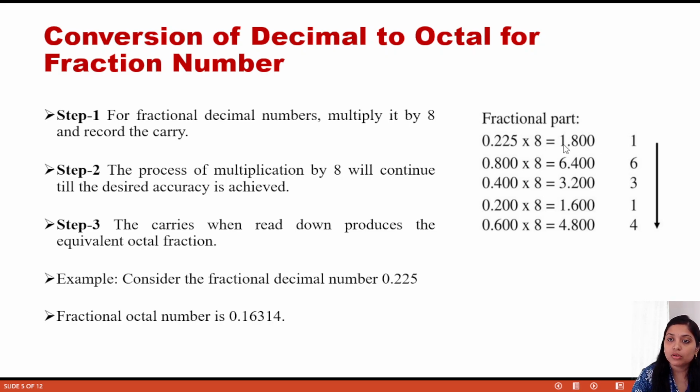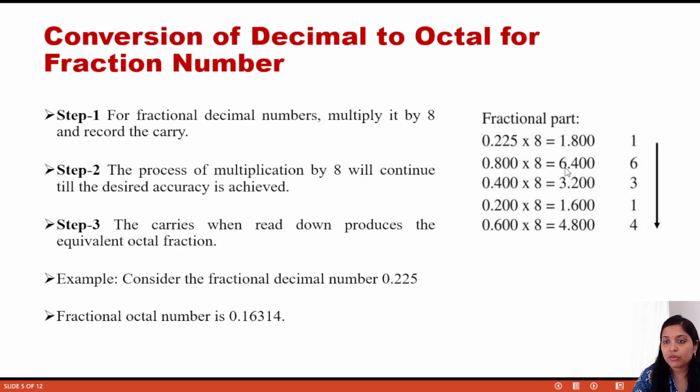That means before the point, whatever the result is, we have to write here. This is, you can say, the carry. And the rest of the part, that means 0.800, we take for the next multiplication. Then 0.800 into 8, the result will come 6.400.